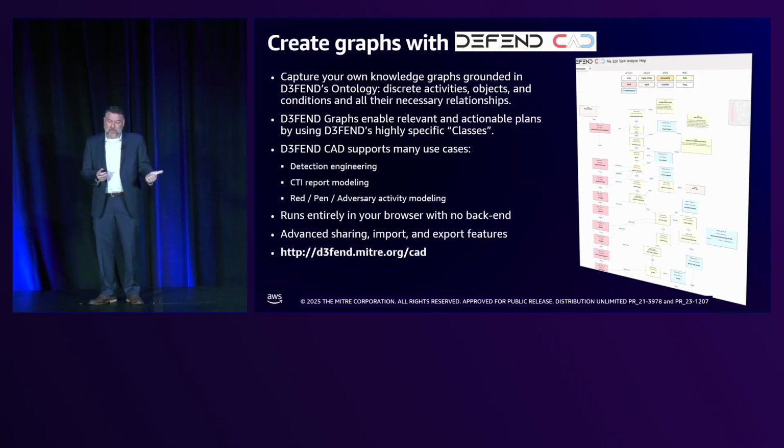But it's meant for detection engineering, meant for CTI reporting, and adversary emulation in red team, blue team, pen test type scenarios. And as I said, it's out there, it's under D3FEND, but it's free for anyone to go and engage and use. You can import JSON files from ATT&CK Navigator and so forth, your particular challenges that you want to come in, and you can import and export those features as well as what graphs you save.